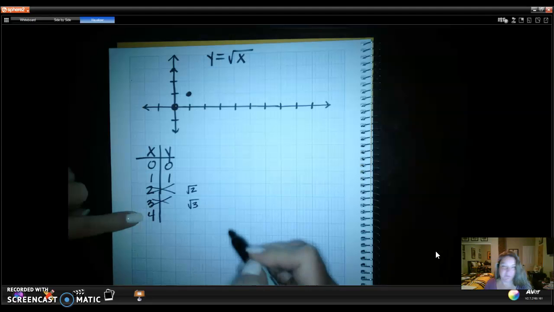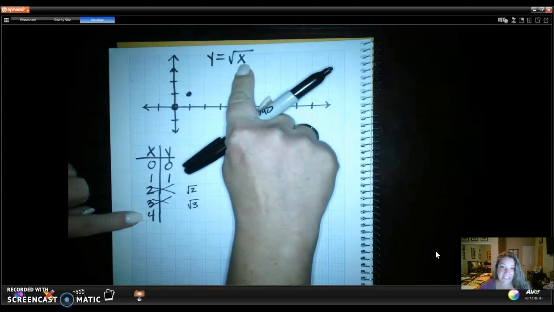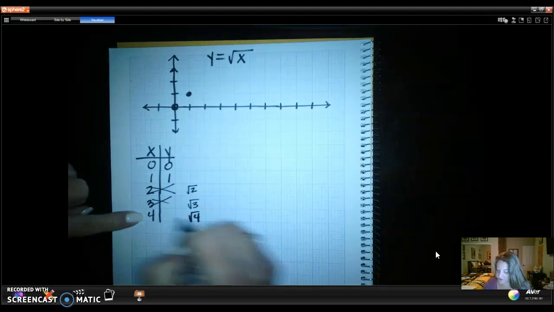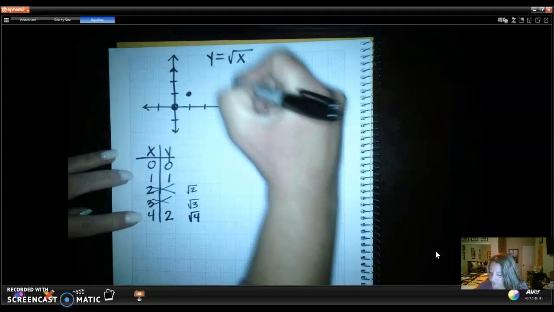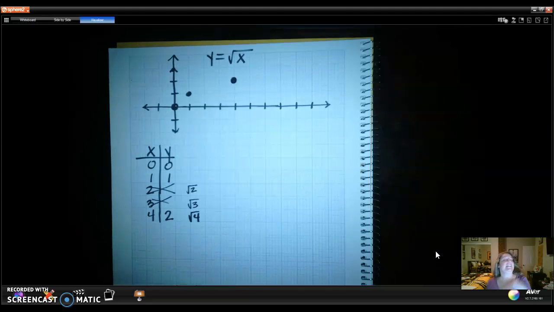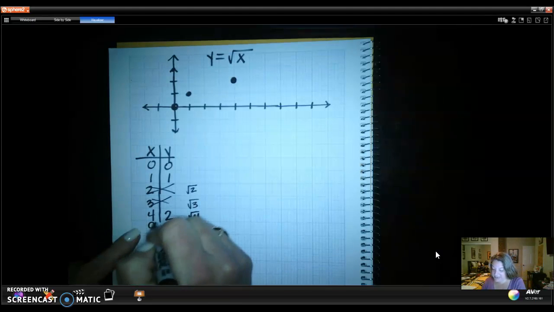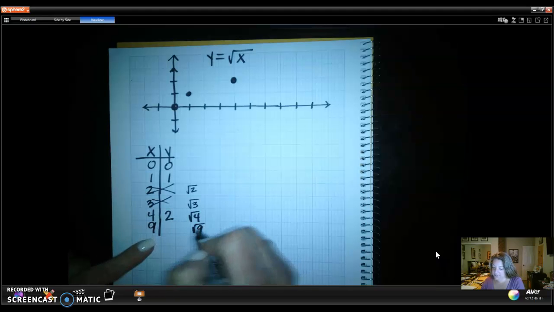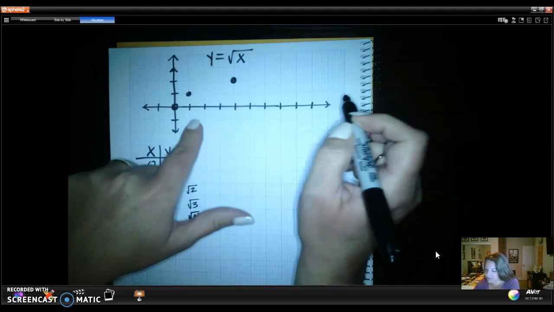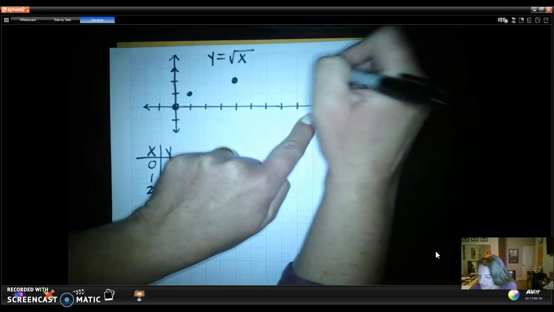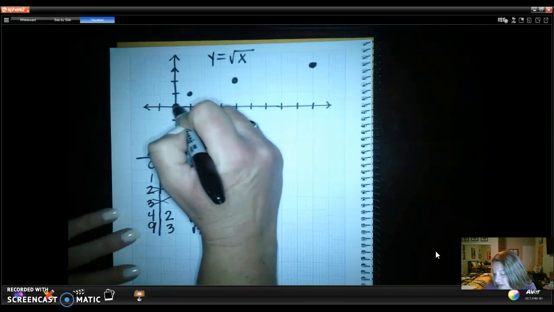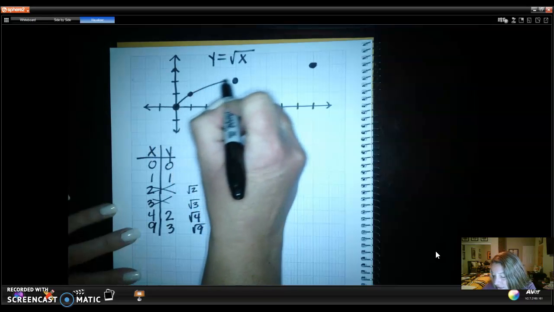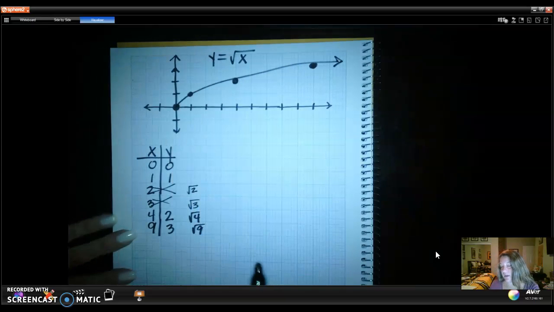So let's do the number 4. Okay, if I put this in here, I can do the square root of 4. I'm going to get a 2, right? So I have a point at 4, 2. The next time I'm going to have a nice, pretty point is at 9, because the square root of 9 is 3. Okay, so I can go all the way up to 9, and I'm going to have a point up here at 3. So square root functions actually look like this, okay?